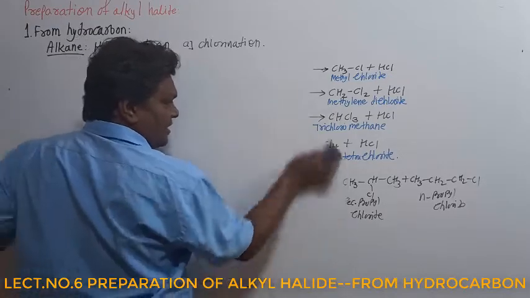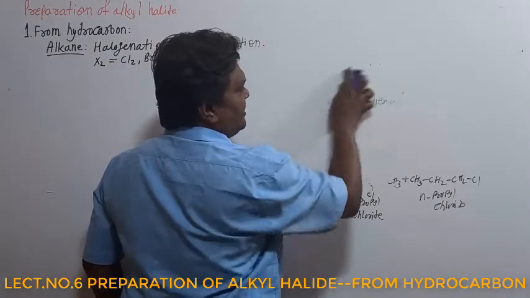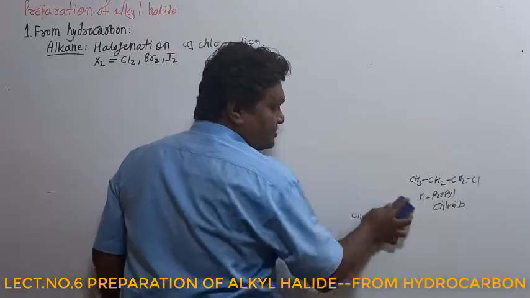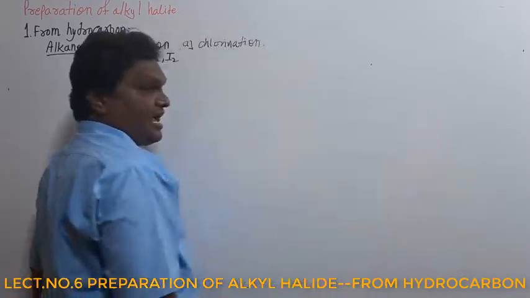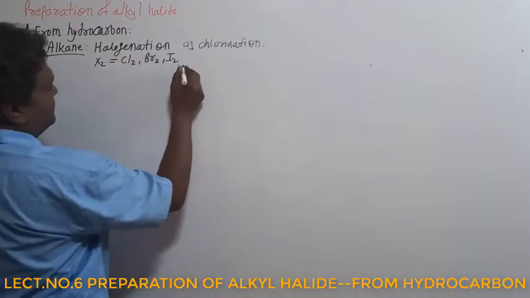Bromination is a selective reaction. Selective means that in chlorination you get different compounds, but in bromination that doesn't happen, because bromination is a selective reaction. Let us start with that. Bromination.